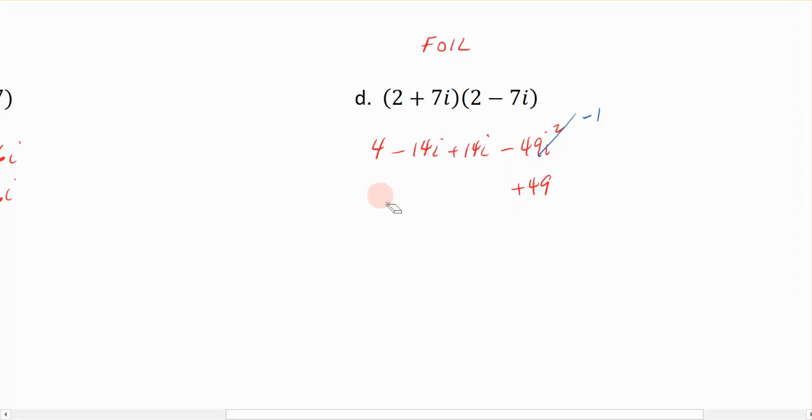So I have 4, and what's happening to this -14i and +14i? They're gone, aren't they? So really I have 4 plus 49, which is just 53. Notice that when I multiplied this binomial times this binomial using the algebra that we already know, by multiplying using FOIL, I ended up in this particular case with just moving from a complex number that had both real and imaginary parts to just a simple real number that we're used to seeing.